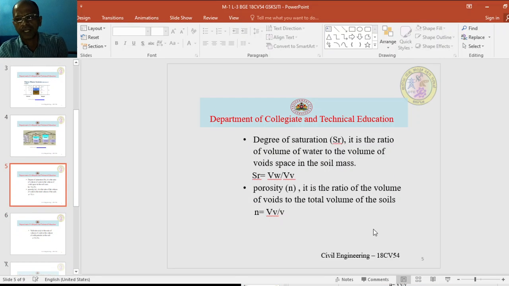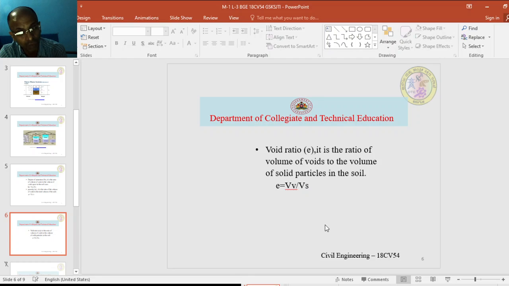Now, we will make definitions for the three-phase diagram terminologies. Degree of saturation is the ratio of volume of water to the volume of void space in a soil mass. Degree of saturation is represented by the symbol Sr, Vw divided by Vv. Then porosity is given by the symbol n. It is the ratio of volume of voids to the total volume of soil, so that is Vv by V. Next is void ratio. Void ratio is defined as the ratio of volume of voids to the volume of soil particles, Vv by Vs.